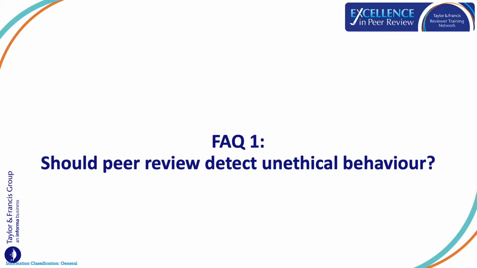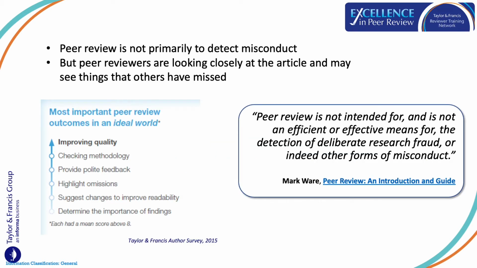The first question is, should peer review detect unethical behavior of the authors? Based on the Taylor and Francis author survey, the most important peer review outcomes are improving quality, checking methodology, and providing polite feedback. Detecting unethical behavior was not highlighted as a key outcome. Peer review is not primarily to detect misconduct or unethical behavior, and is not the most efficient or effective way to detect these issues. As a reviewer, you should not feel pressure for detecting these types of issues, and you do not need to investigate by yourself.